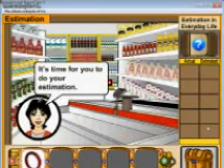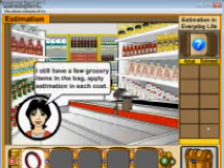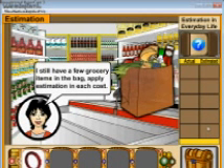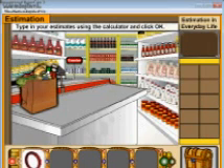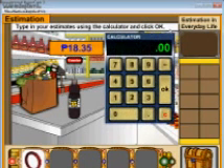Now it's time for you to do the estimations. She still has a few grocery items in the bag. Now let us apply estimation to each of the items. Are you ready? Here we go. So type your estimates using the calculator and click OK.